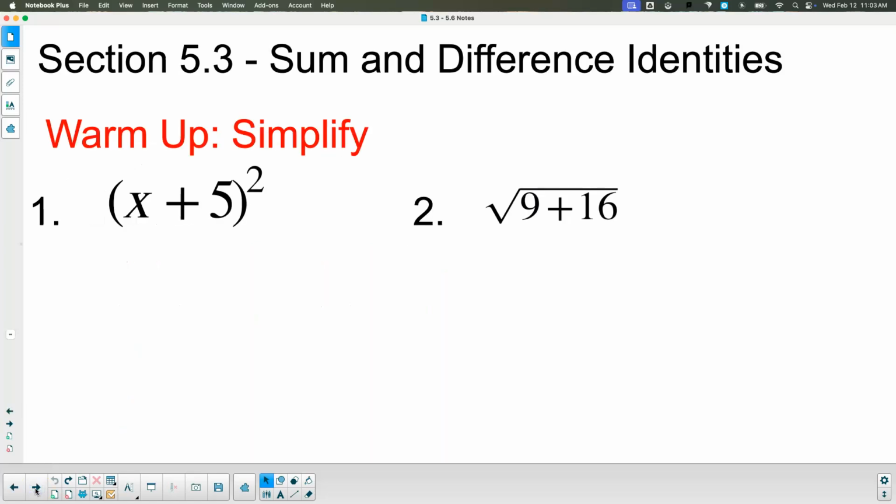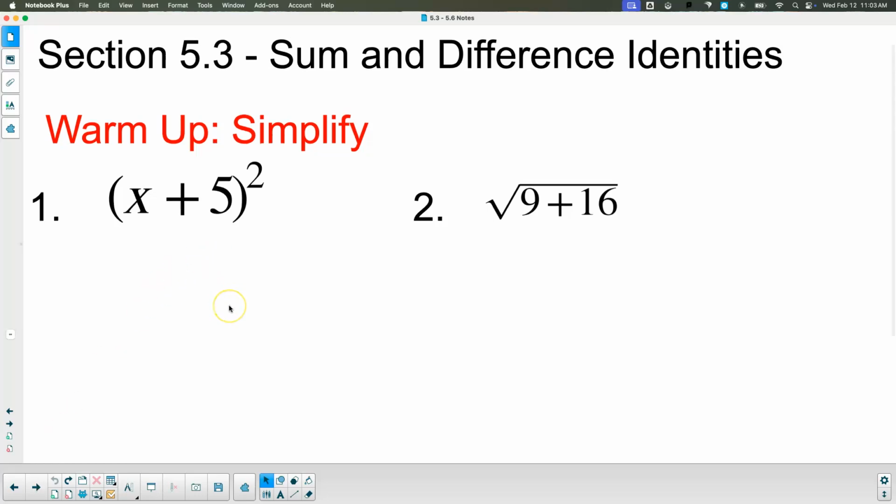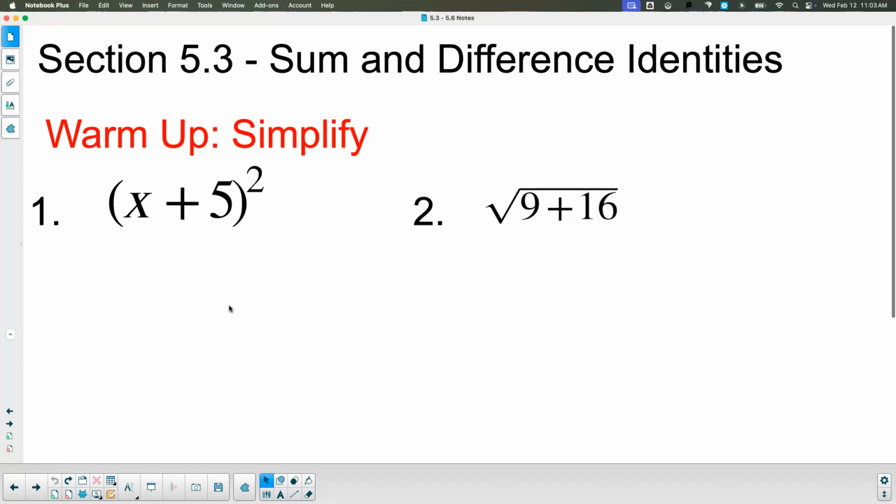2 warm-up problems for you. I believe there's only 2 on this page. Okay, yep, good. 2 warm-up problems for you to do. Go.